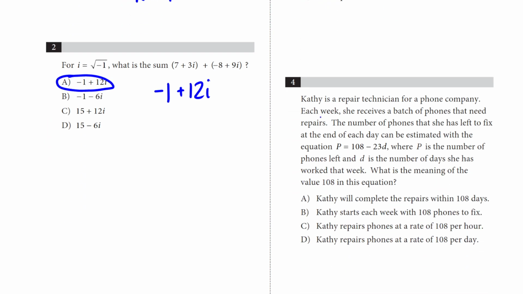Kathy is a repair technician for a phone company. Each week she receives a batch of phones that need repairs. The number of phones that she has left to fix at the end of each day can be estimated with the equation P equals 108 minus 23D, where P is the number of phones left and D is the days she's worked that week. What is the meaning of the value 108 in this question? So P is the number of phones left. So you start with 108 phones and then you do 23 each day that you work. So you're starting with 108 phones to fix.